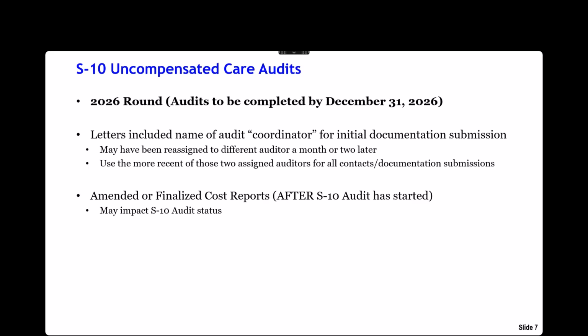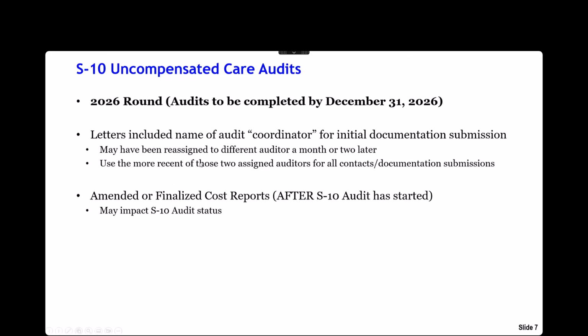One of the issues we had last time was I'd send the letter out and it would basically say, hey, hold on to the information until somebody reaches out to you. But then people wanted to send it in. So instead of waiting, they wanted to send it in, but there was no contact to send it to. So that was the change we made this year.